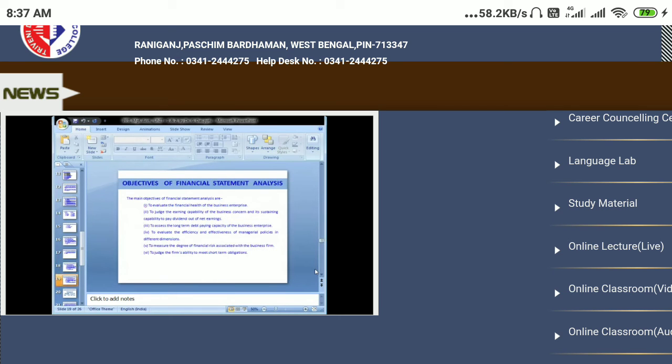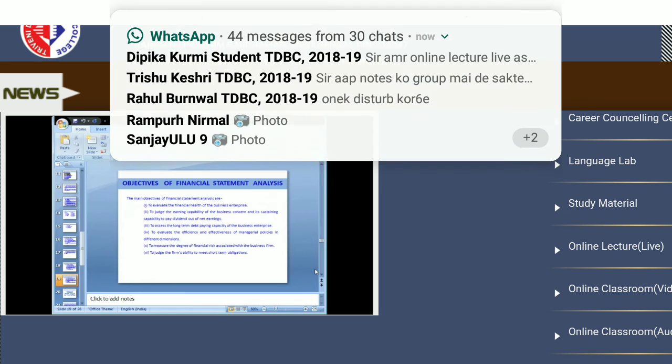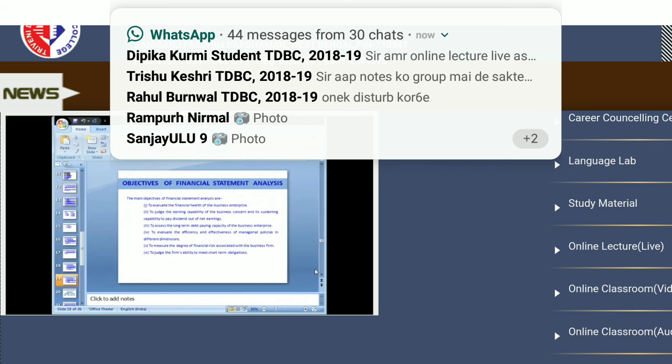The next topic is the objectives of financial statement analysis. The main objective of financial statement analysis is to evaluate the financial health of the business enterprise, internally for management and externally for a host of users such as creditors, bankers, investors, etc. The second objective is to judge the earning capability of the business concerned and its sustaining capability to pay dividends out of net earnings. Potential investors are primarily interested in this aspect.